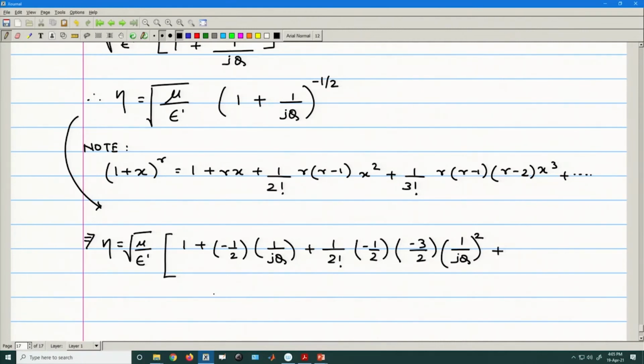plus it will be 1 upon 3 factorial, then r, that is minus half, r is minus half, and r minus 1 will be again minus 3 by 2, r minus 2 will be minus 5 by 2, this is 1 by jq cube plus. Okay.